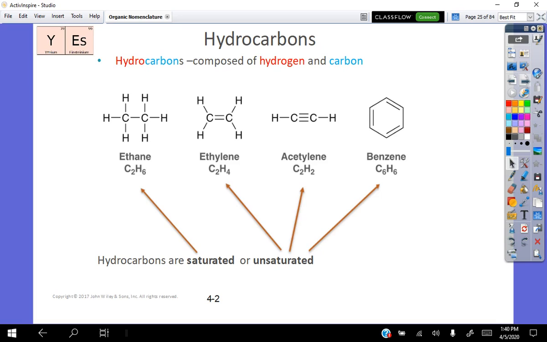Hydrocarbons are organic compounds that are composed of hydrogen and carbon only. Some examples here are saturated hydrocarbons or unsaturated hydrocarbons. If it is saturated, that means that every carbon has 4 bonds, and when it is not bonded to another carbon, the rest of those bonds are hydrogens. When we have an unsaturated hydrocarbon, that refers to a double or triple bond that occurs within the molecule, usually between a carbon and a carbon.